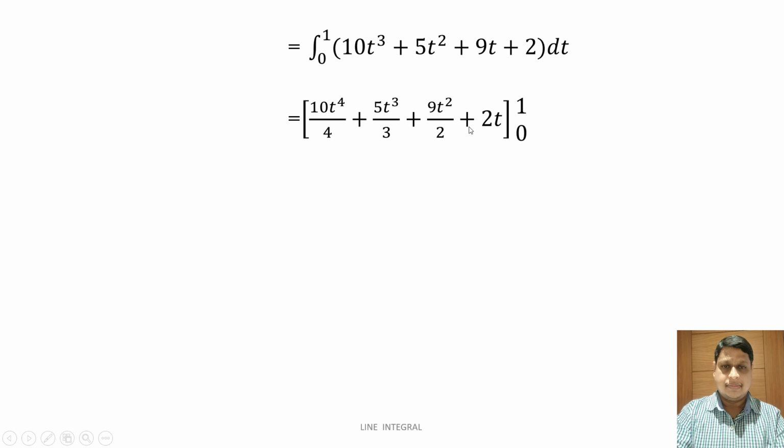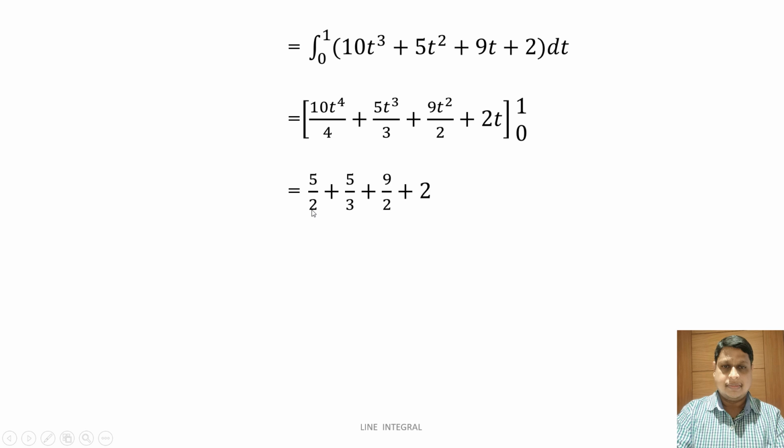Replace t by the upper limit, which is 1, and the lower limit, which is 0. The upper limit value is t equals 1. 10 by 4 is equal to 5 by 2. t equals 1, 1 cube is 1, so that is 5 by 3. 1 into 5 by 3 is 5 by 3. t square is 1, so t is 1, 1 square is 1, 9 by 2, plus 2 into 1 is 2, lower limit is 0.